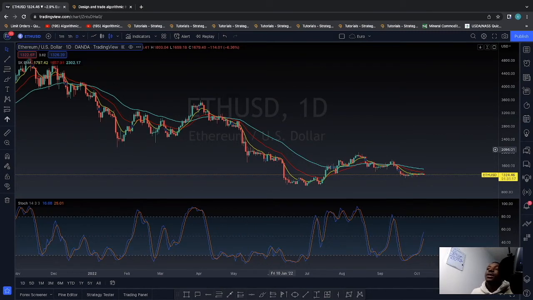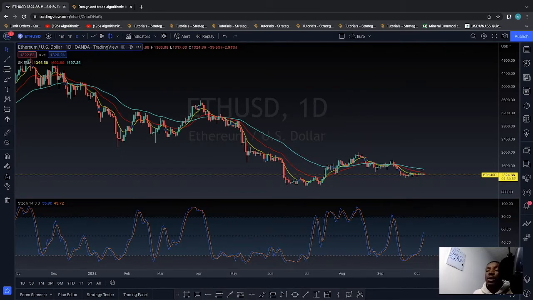Thinking about it stylistically, the first thing we want to do on the daily is check whether we are above or below the 9 EMA. Then we also want to check, if we're below the 9 EMA, for example, whether that 9 EMA is also below the 21 EMA, or the 20 EMA.